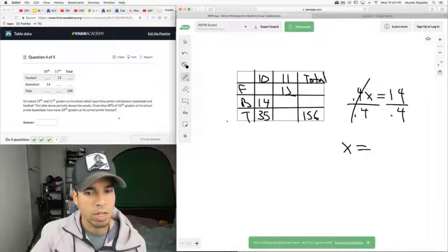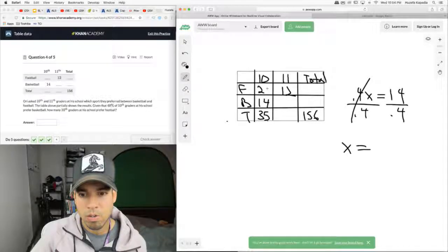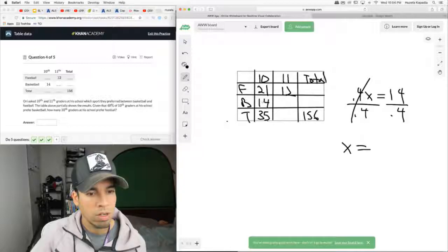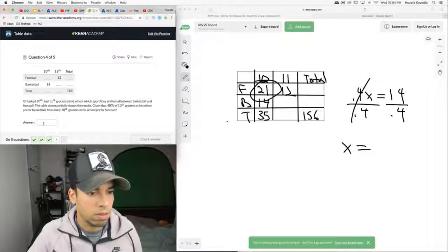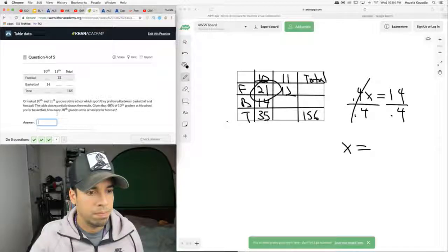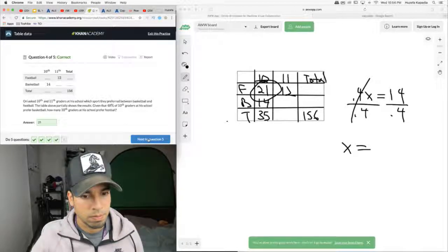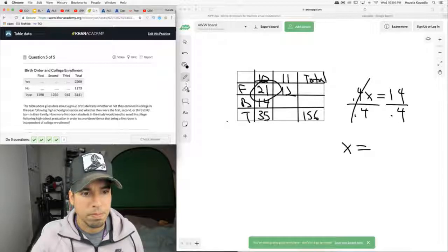How many 10th graders at a school prefer football? Well, now we can already see what plus 35 equals this. That's got to be 21. All right, 35 minus 14 is 21. How many 10th graders prefer football? It's right here. We just solved it. Okay, last question.